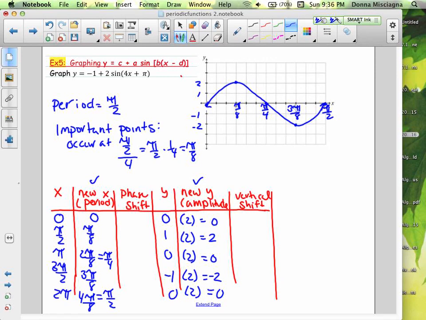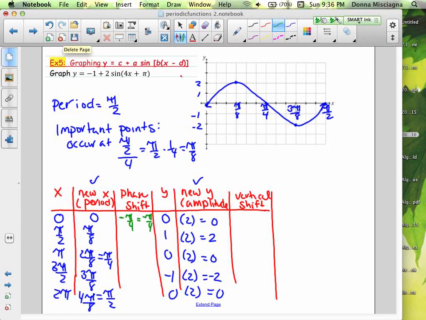All right, so now let's take care of the phase shift and the vertical shift. If you remember, the phase shift was pi fourths, right? It was pi divided by 4, or pi fourths. So we're just going to add pi fourths to each of these. So if I add pi fourths to 0, I'm going to have negative pi fourths, sorry. It's pi fourths to the left. Almost forgot, we need to subtract pi fourths. So that gives us a negative pi fourths.